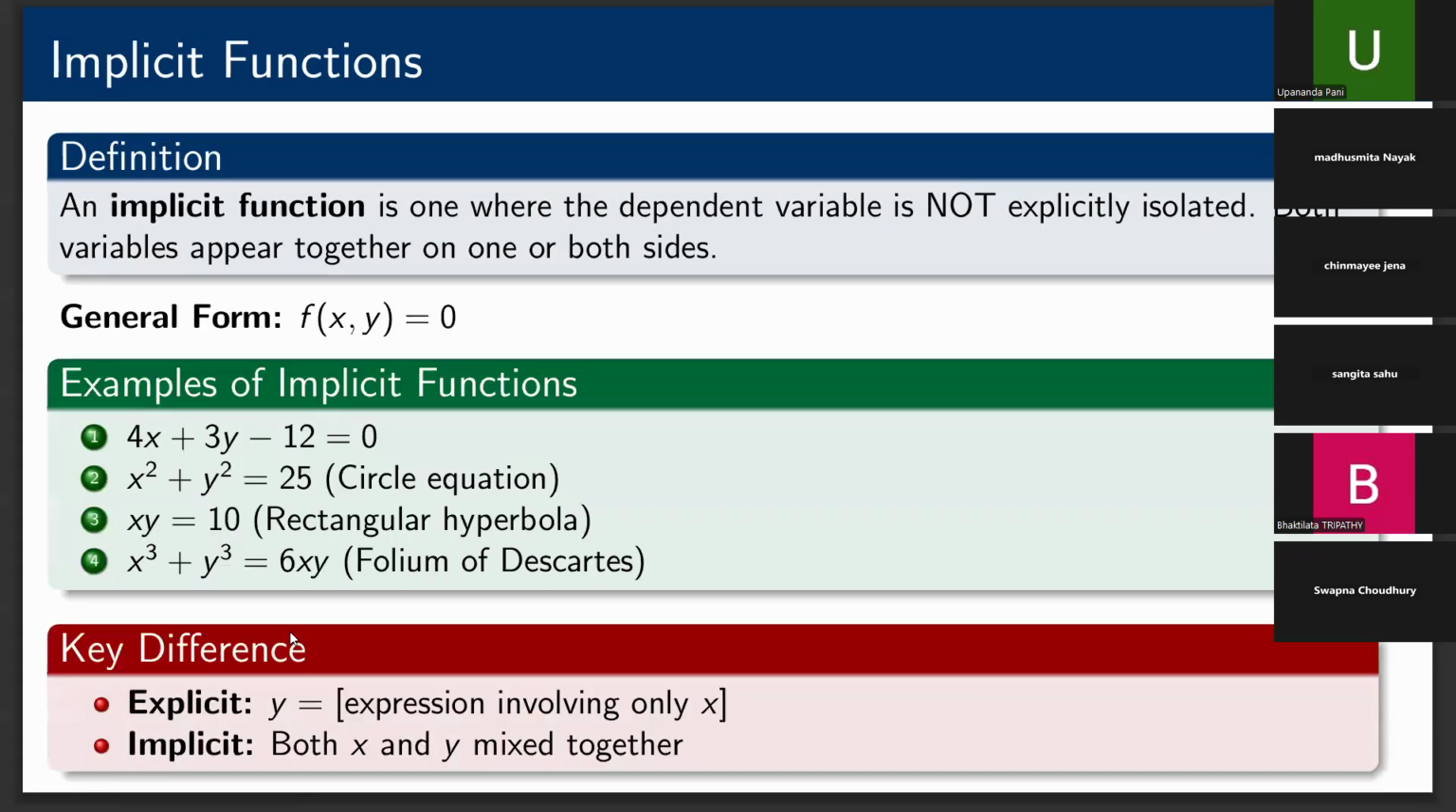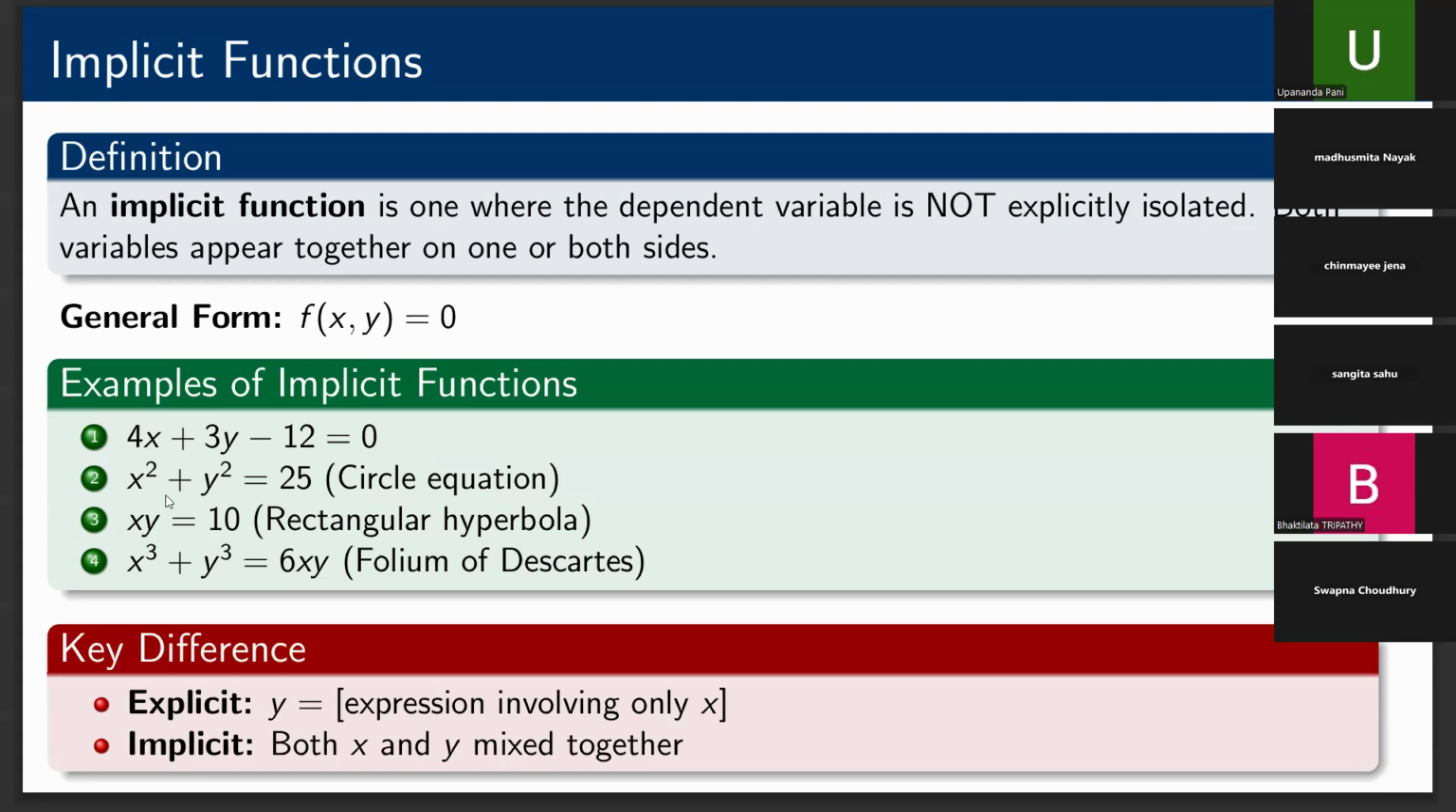So what is an implicit function? When x and y, the dependent and independent variables, are mentioned together. In this example, look, 4x plus 3y minus 12 equal to 0. On the left side of the equation, both the dependent variable and the independent variable are there. So y is not explicitly represented in terms of x. Rather, they are combined and represented in a functional format. So that's why it is an implicit function.